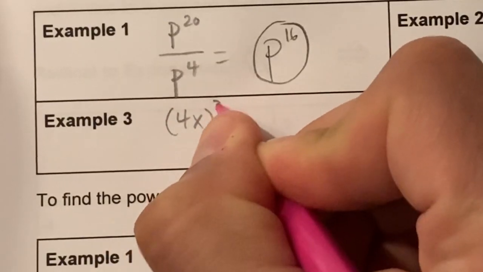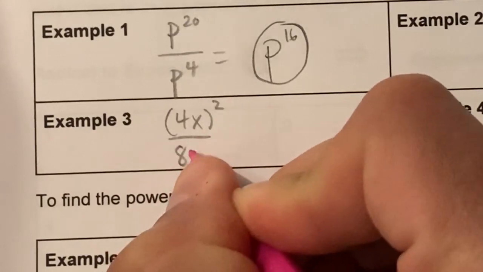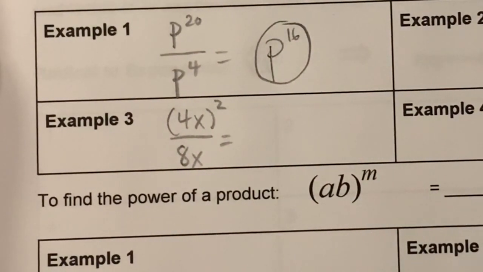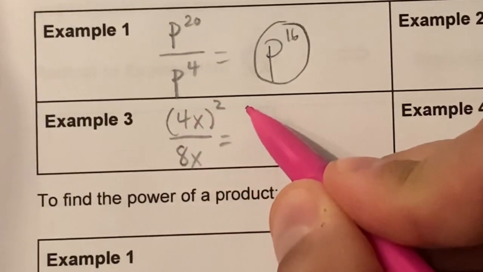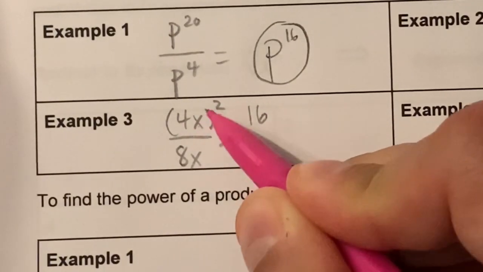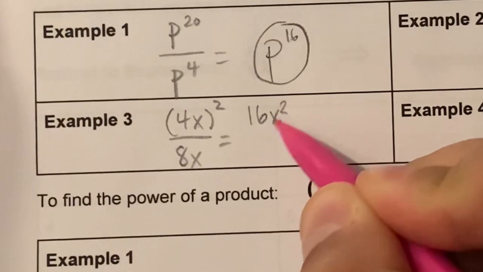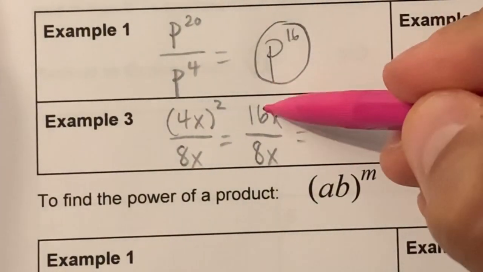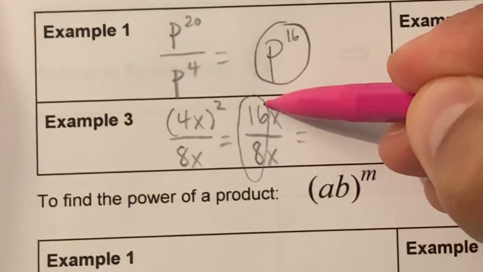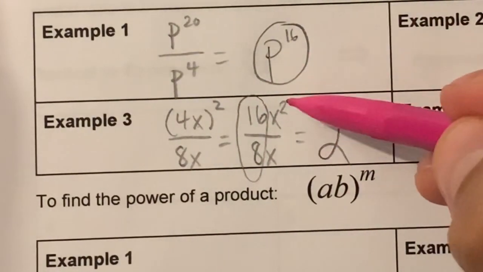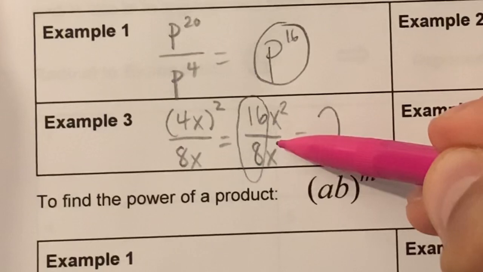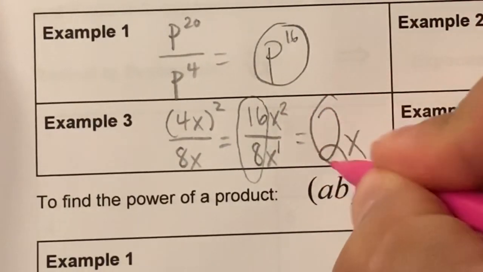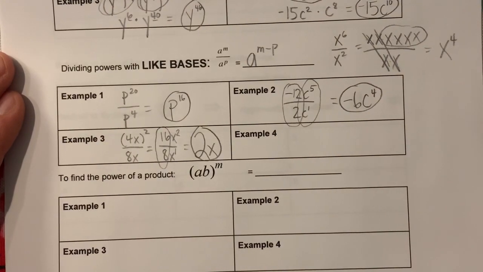Example 3. I can combine some of my properties together. Let's call this 4x to the 2nd divided by 8x. All right, so I'm going to simplify first and then divide. 4 to the 2nd is 16. X to the 2nd comes over by itself. I'm going to bring the 8x over here by itself and see what happens. My coefficients are 16 divided by 8. Let's call that 2. And x to the 2nd divided by x. Remember, that's just x to the 1. And so 2 minus 1 is just x. So my final answer is just 2x.